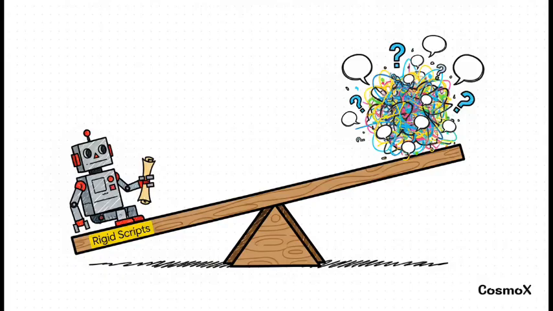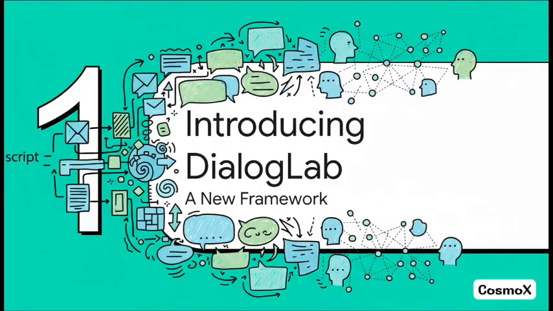So you're left with this choice, either a super boring, predictable play or a wild improv show that goes completely off the rails. But what if you didn't have to choose? What if you could get the best of both worlds? Well, that's exactly the goal of this new research prototype called Dialogue Lab. It's an open source framework designed to bridge that exact gap, to blend the reliable structure of a script with the genuine spontaneity of a real conversation.